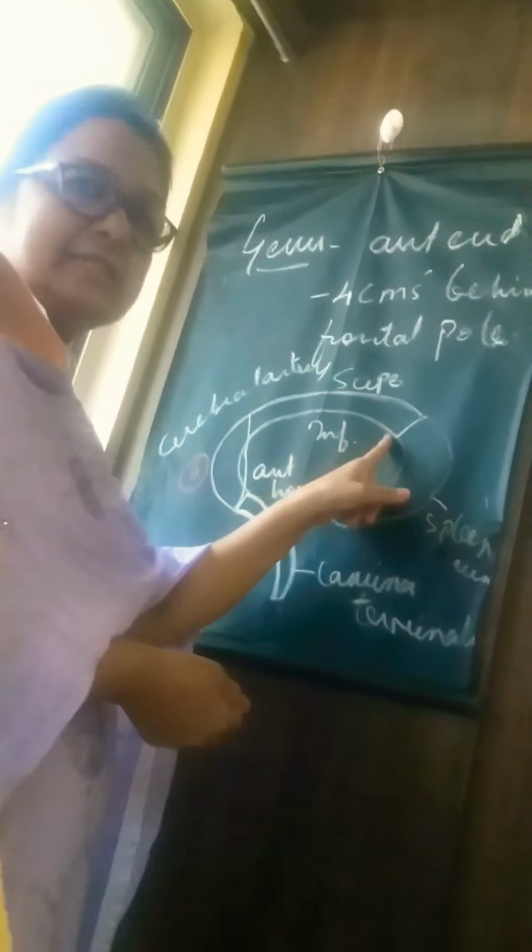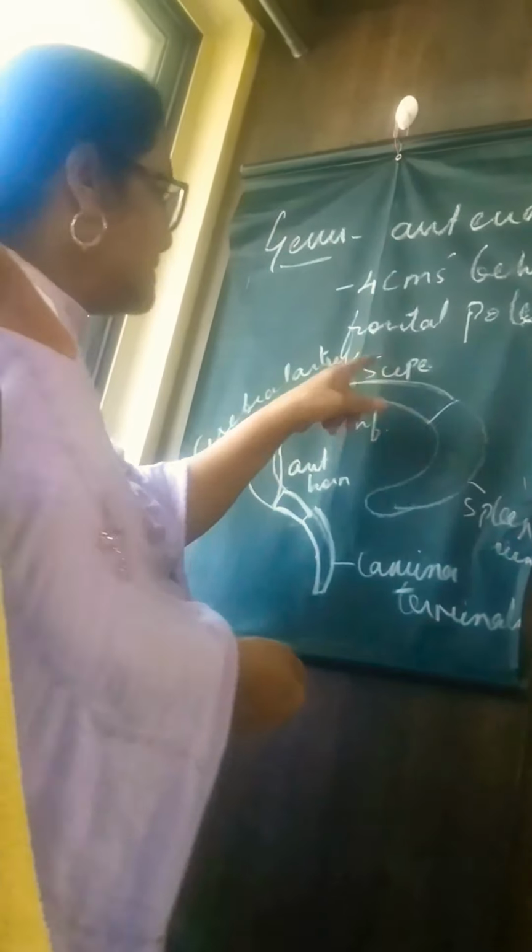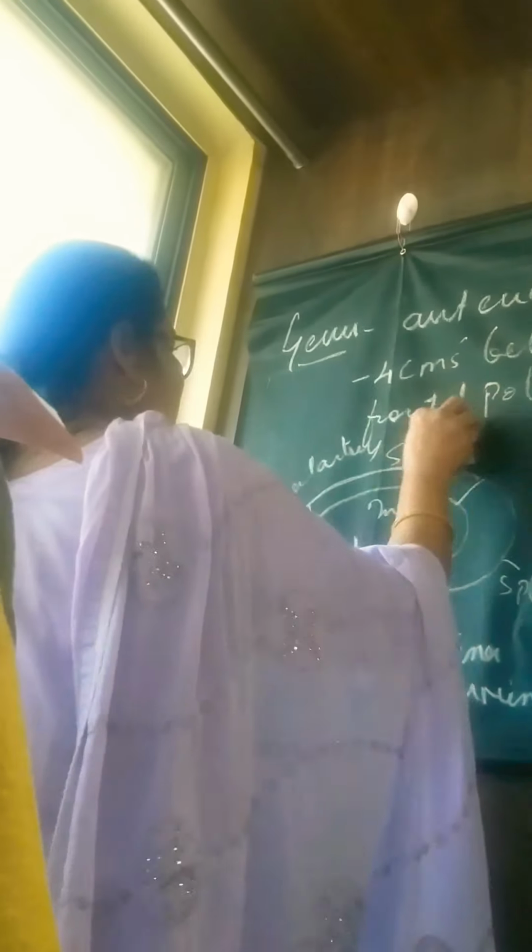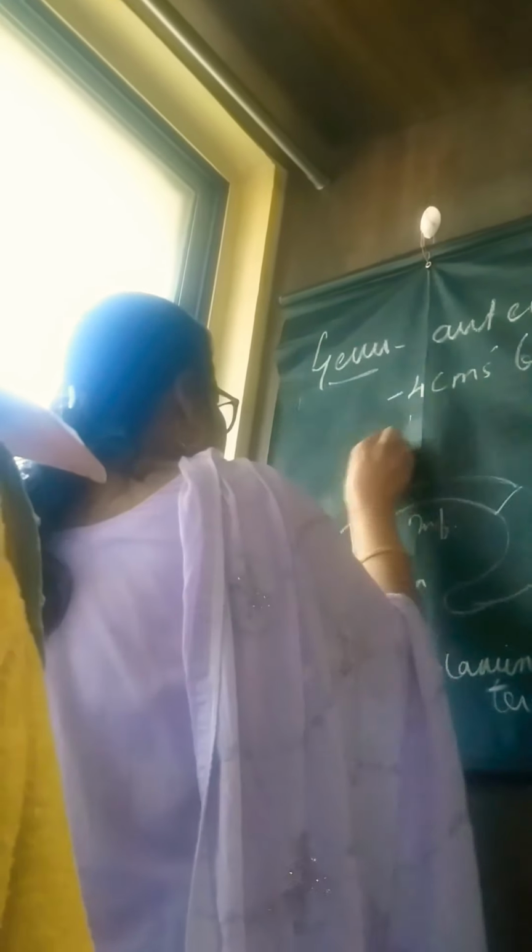The inferior surface is concave. The superior surface, as I taught you, the medial surface of the cerebrum, has a gyrus, and this gyrus is called the cingulate gyrus. It is also related to the anterior cerebral artery.